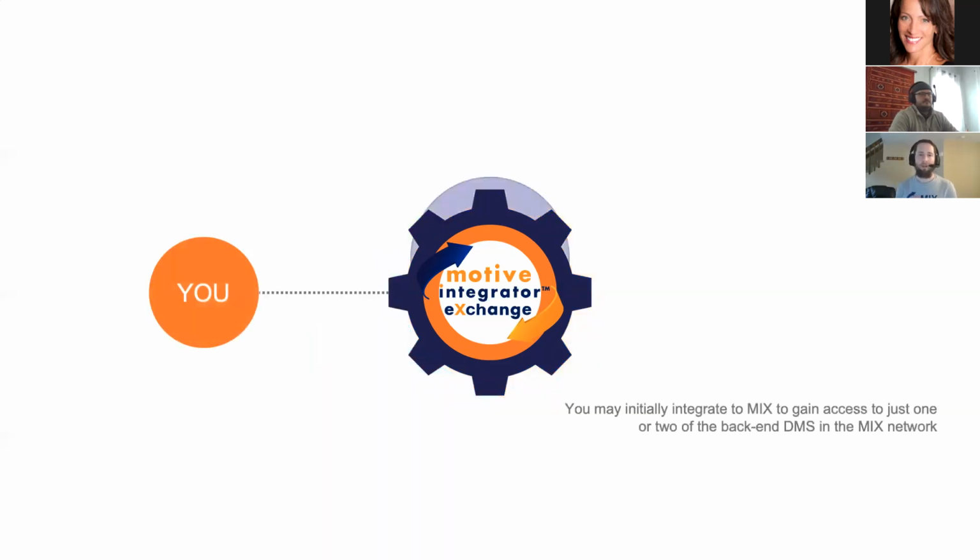Now, as mentioned earlier, you may be developing to Mix to gain access to only one or two of the DMS in our network. And it's incredibly important to remember that you are implementing the Mix interface and not a publisher-specific one. To really gain the benefits of the Mix API, it must be implemented first to the Mix standard and not to the publisher-specific requirements.